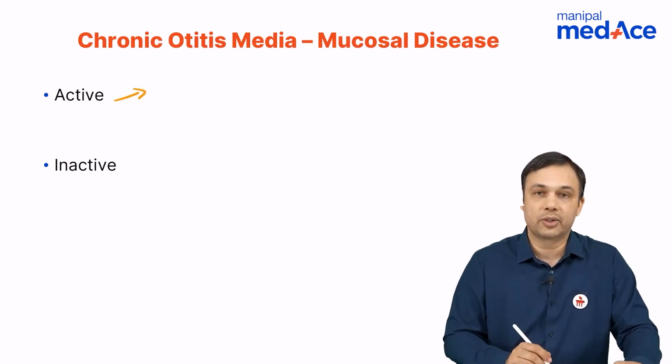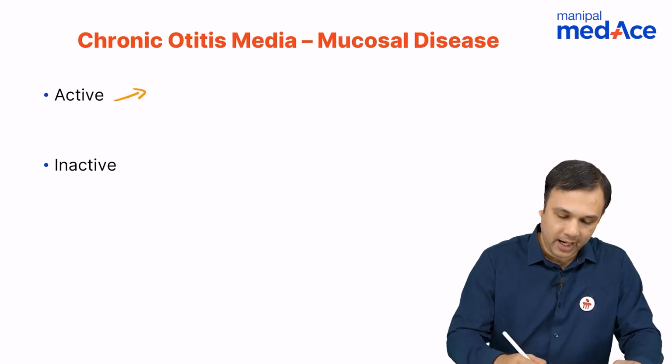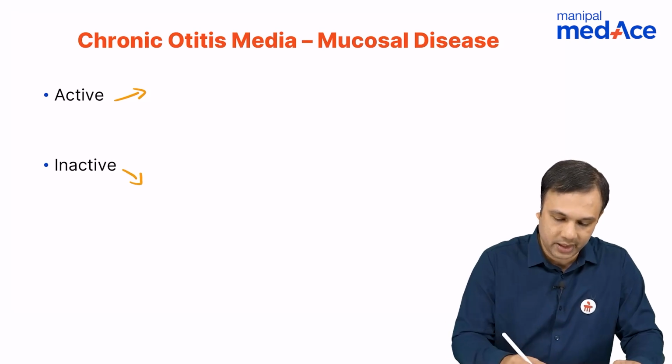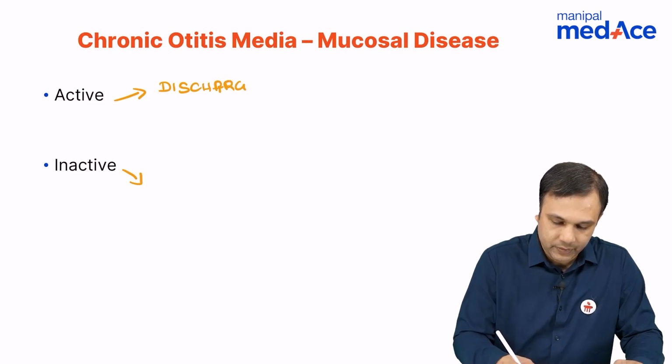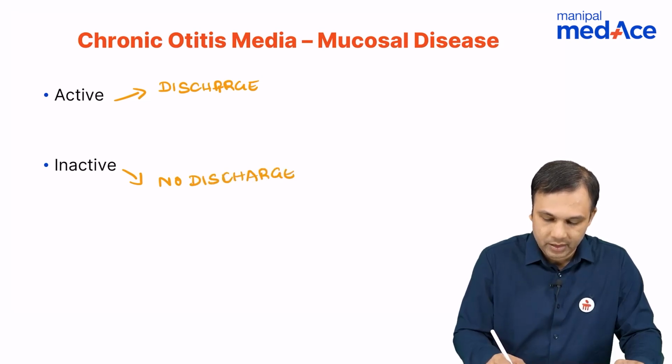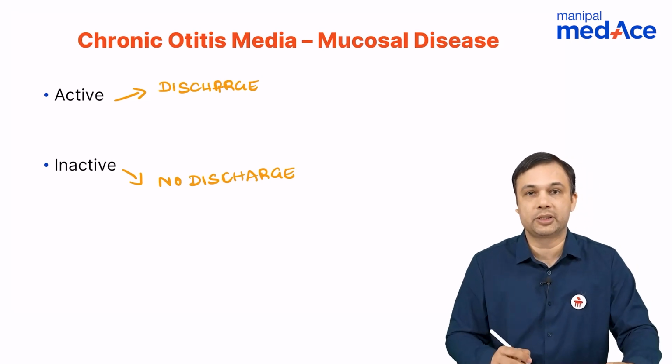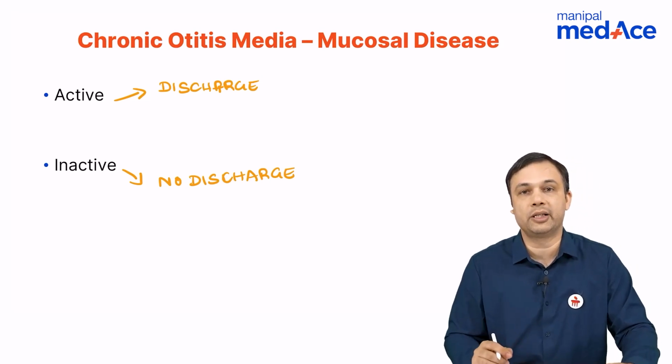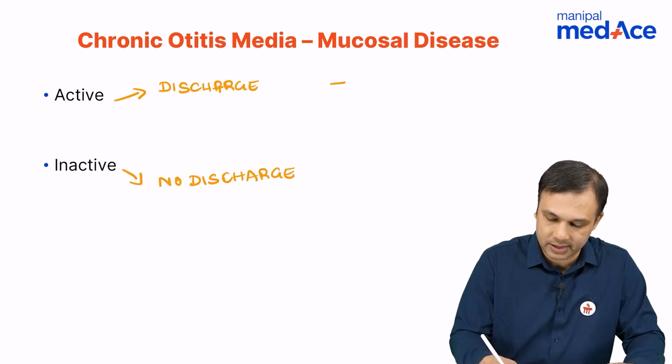What is chronic otitis media mucosal disease? Active stage and inactive stage. Active stage is when there is discharge, and inactive stage is when there is no discharge. If we look at the previous classification, it was termed as chronic suppurative otitis media tubotympanic disease.